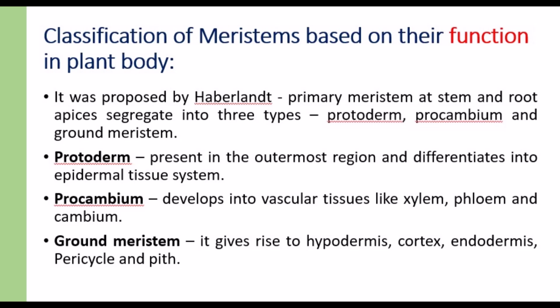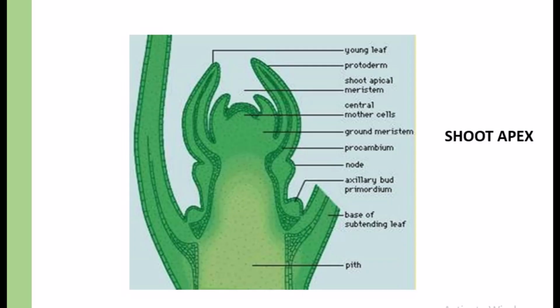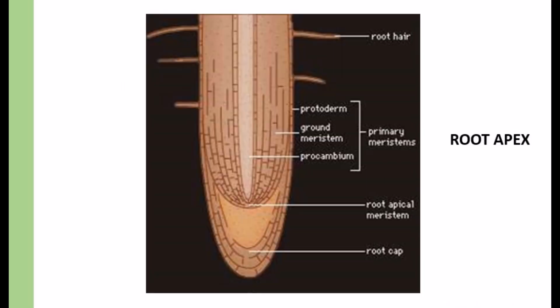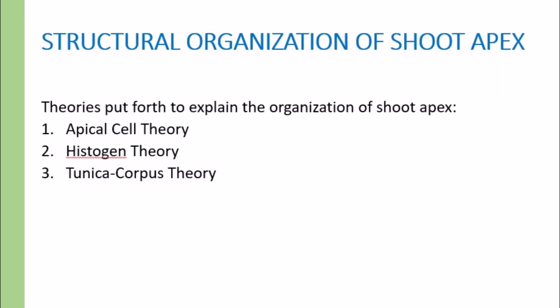So this is the image of the shoot apex, where you can see the young leaf primordia. This is the image of the root apex. Coming to the structural organization of the shoot apex. Three theories were put forth to explain the organization of the shoot apex, namely apical cell theory, histogen theory, and tunica corpus theory.